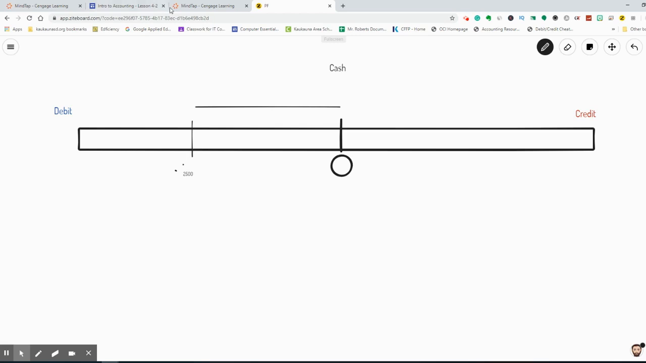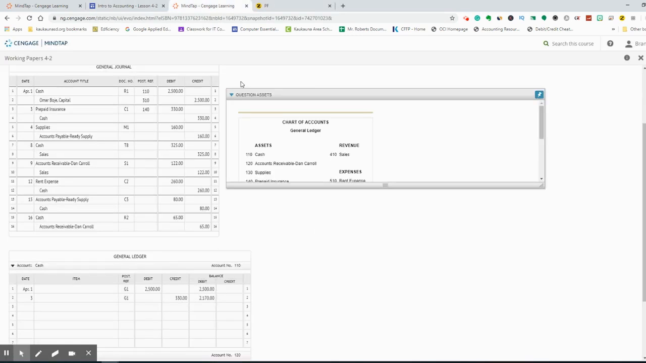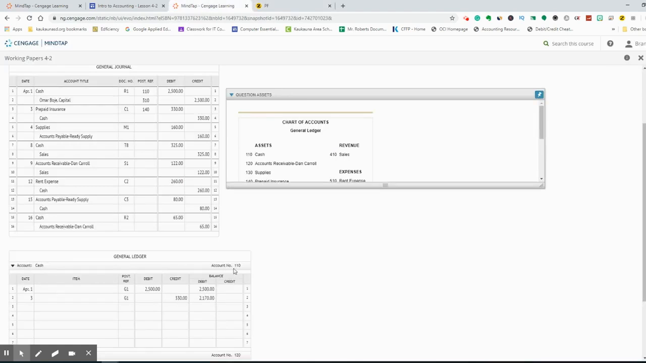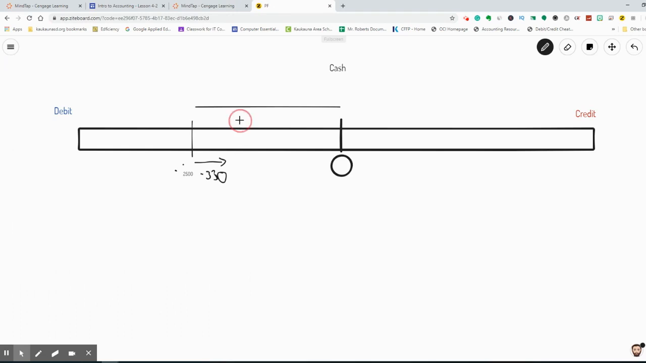If we have another transaction that occurred, which was a credit of 330, now is this going to take this 2,500, subtract 2,500, and move it all the way over to the credit side for 330? No, it is not. Okay, that's not going to happen here. What it does is it actually just moves it further in this direction. Okay, that's it. So 2,500 minus the 330, because that's technically what we're doing here, is going to equal a new balance of 2,170.